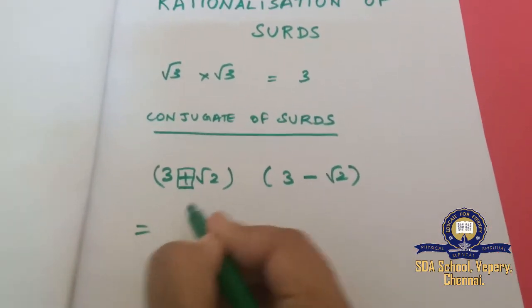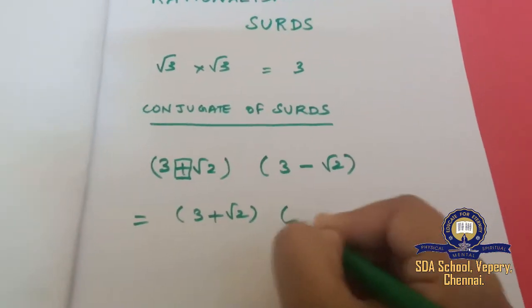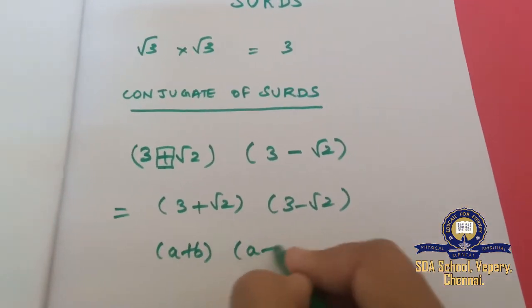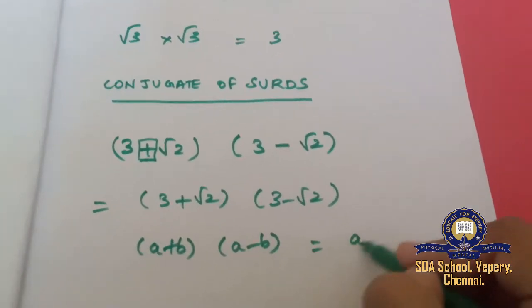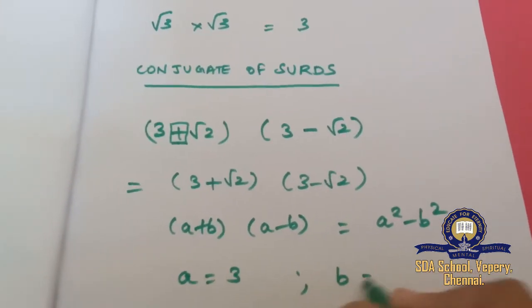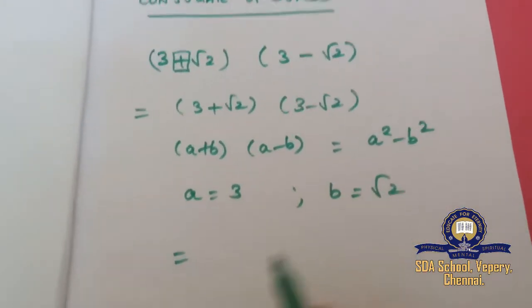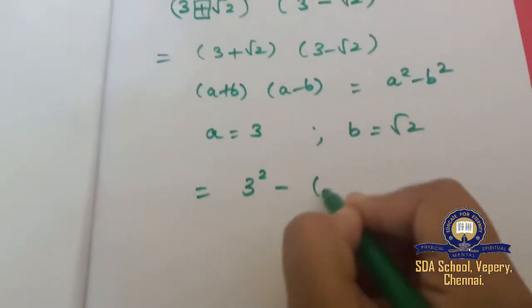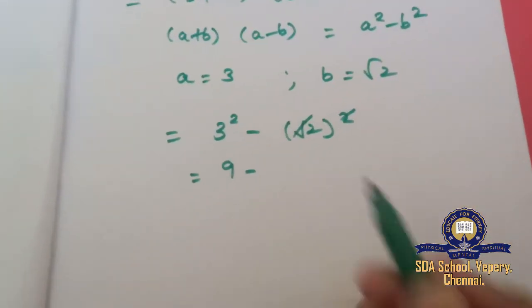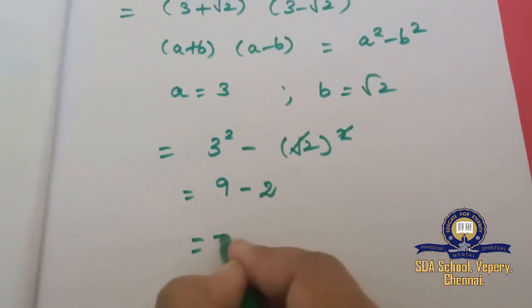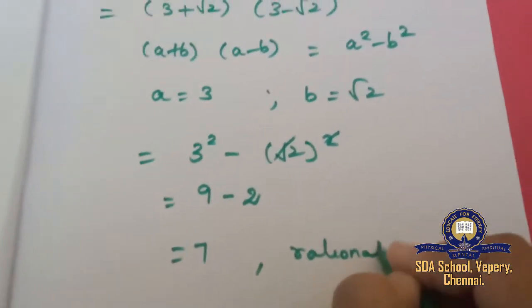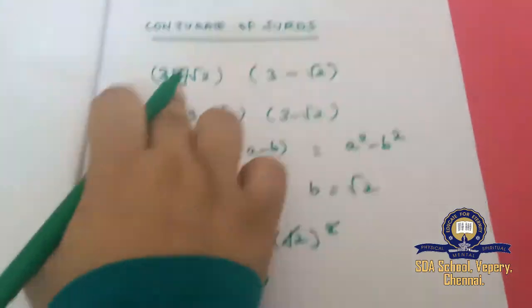Now if you multiply 3 plus root 2 and 3 minus root 2, what formula can you apply? A plus B into A minus B. We have this identity, isn't it? Which will give me A square minus B square. Now A for me is 3 and B is root 2. Let me just substitute in this formula. 3 square minus root 2 the whole square. 3 square is 9, minus root 2 the whole square, which means root 2 will get cancelled, so 9 minus 2, which in turn will give me 7. So do you understand, students? Now 7 is a rational number, isn't it? So this is how I conjugate. I have to only change the sign of it.